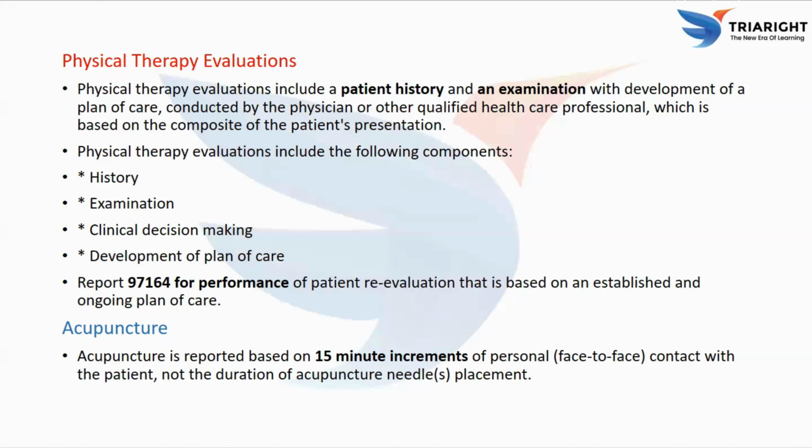So physical therapy evaluations always assess the function and create a plan of care. So the 4 required components must be documented. Whereas re-evaluation 97164 requires a change in the original plan of care.